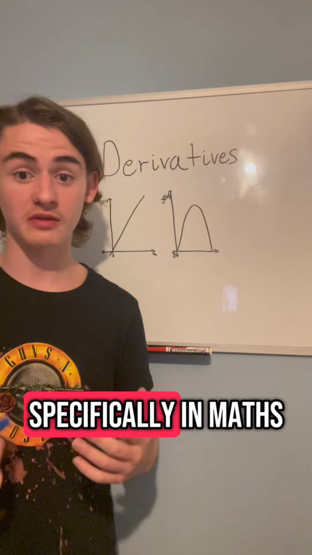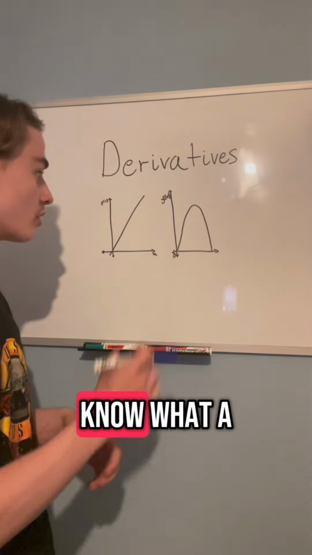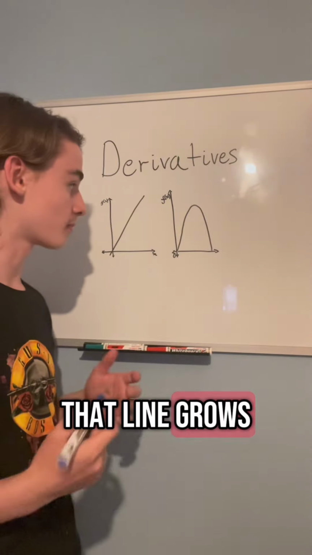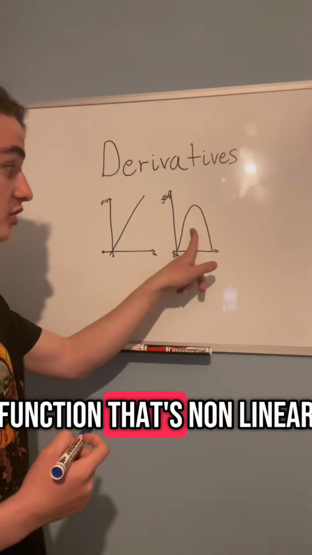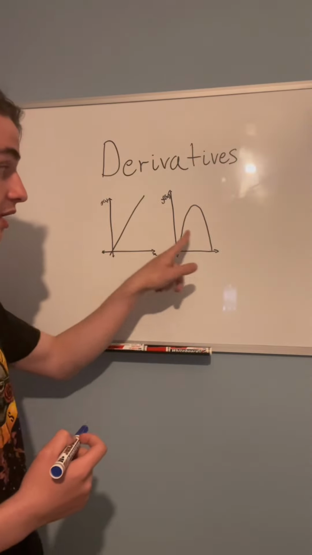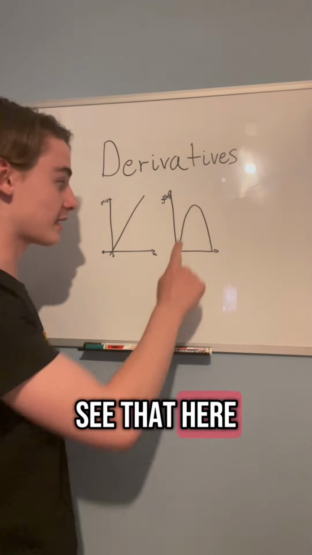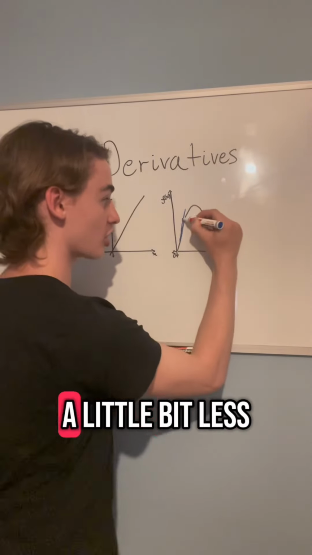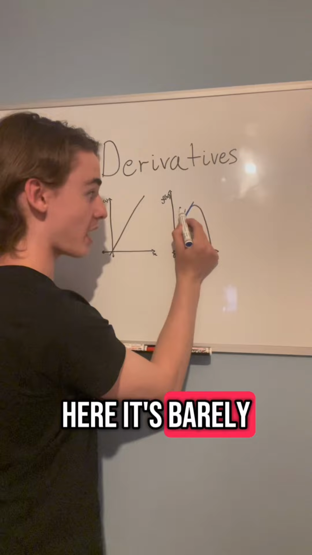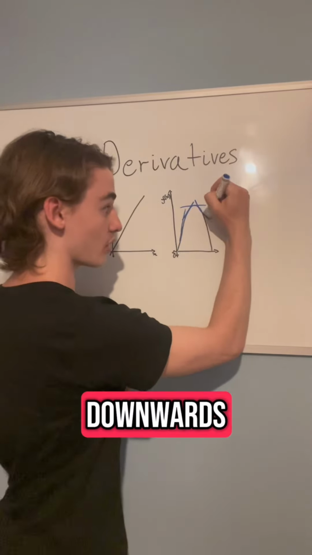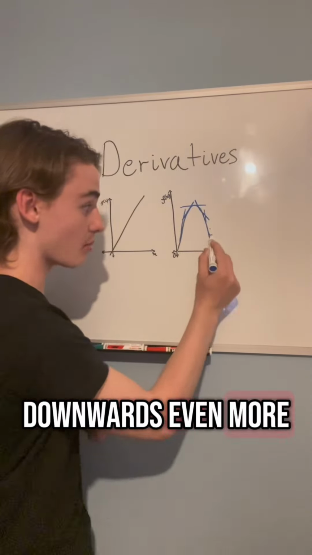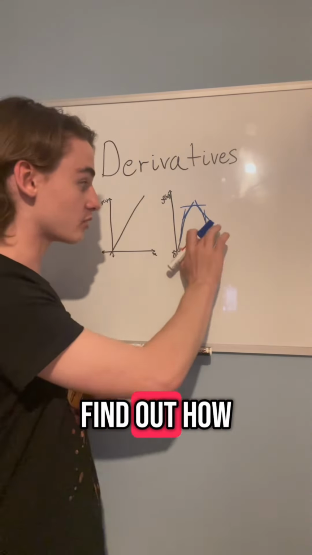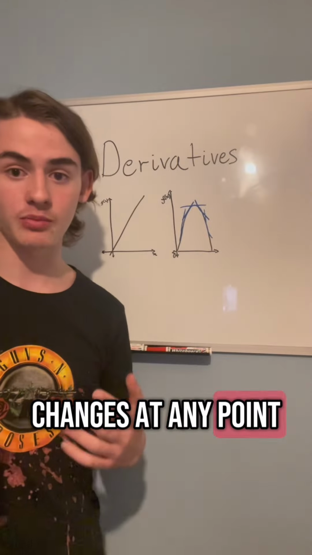Now, what is a derivative specifically in maths? So, you might know what a gradient is. If we have a line, then the gradient is just how fast that line grows. But if you look at a function that's nonlinear, this is a line, so it's linear, this is nonlinear, you can see that here it's changing very much, here it's changing a little bit less, here it's barely changing, here it's changing downwards, here it's changing downwards even more. So when we find a derivative, we can actually find out how much a function changes at any point.